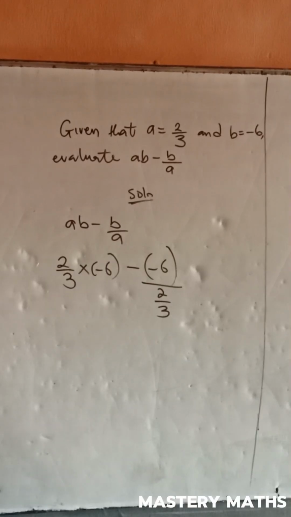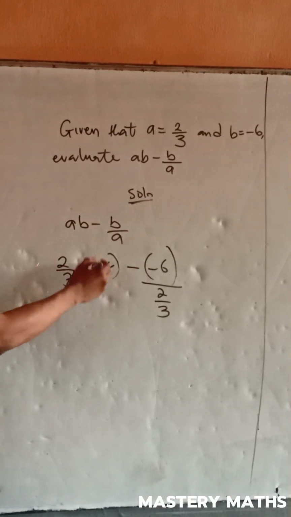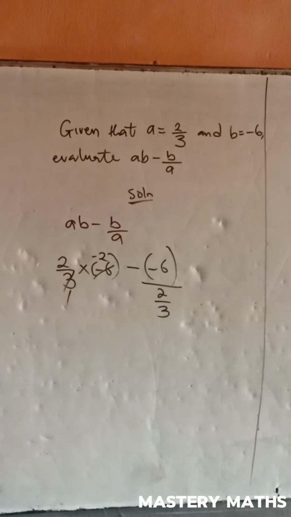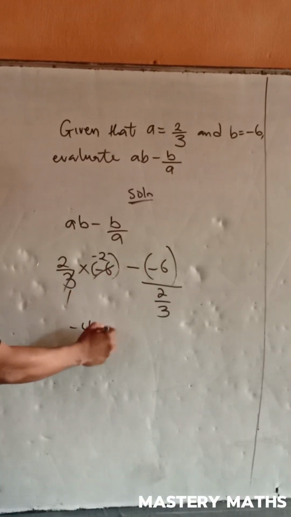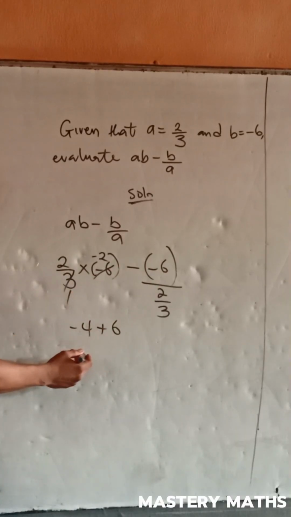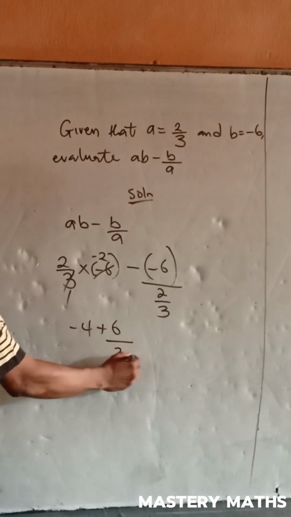We need to cancel out. Now when you get to this, 3 goes into minus 6. 3 here is 1. 3 here is what? Minus 2. You see it now? And now you have 2 times minus 2 gives us minus 4. And here you have minus times minus is what? Plus 6. Then you have it all over 2 over what?